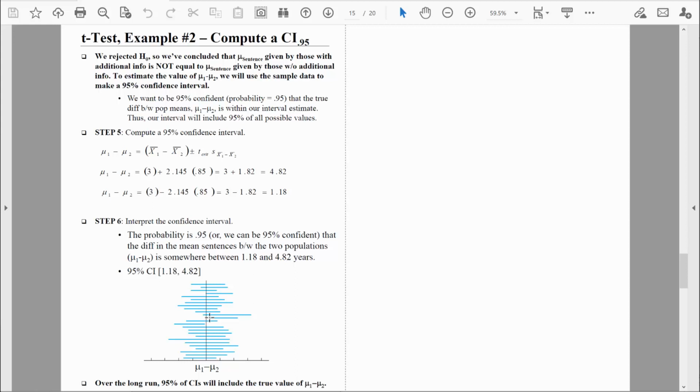So I hope you're starting to get the hang of this. All of these examples are essentially the same. Once you completely understand one example, you can do any example.